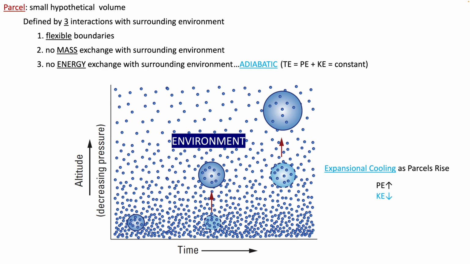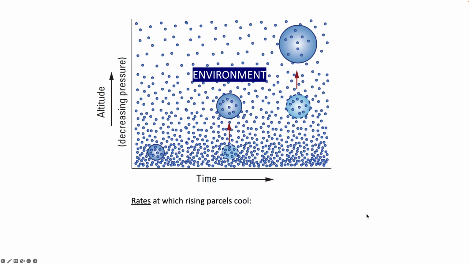So what we see as a parcel rises is that the potential energy of the air inside the parcel increases, the kinetic energy of the air inside of the parcel decreases, and so the parcel cools. Now we can actually formalize the rates at which air in rising parcels cools given the three rules that we described in terms of our parcel interactions with the environment. So given that parcels are flexible, that there's no mass exchange with the surrounding environment, and that our parcels are adiabatic, we can actually define the rates at which air inside a rising parcel cools.